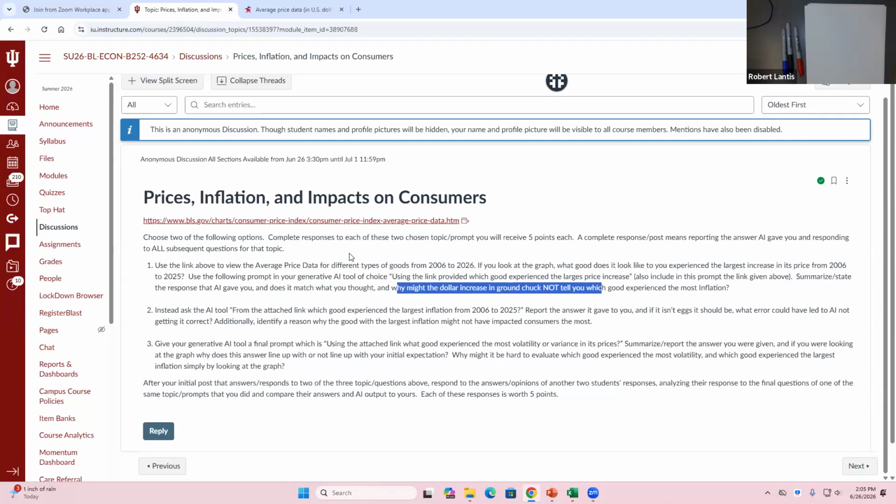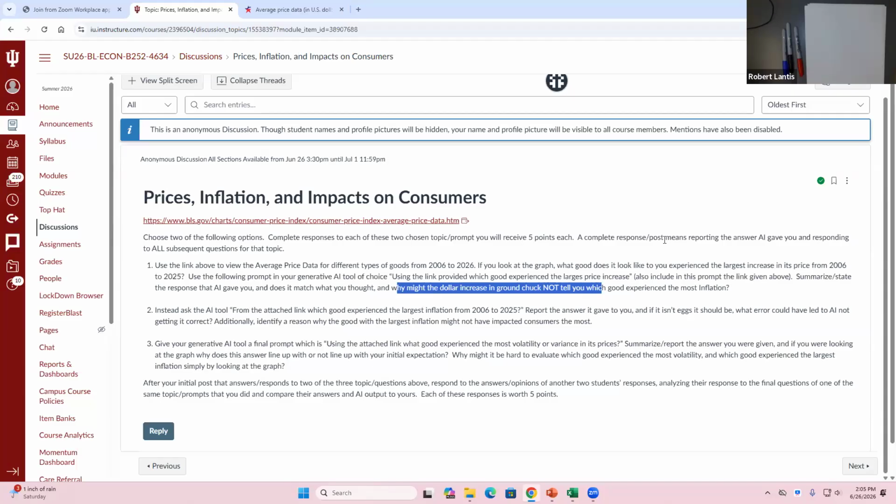To earn the full points for your original response or post to this, you will need to choose 2 of the 3. You will use 2 of the 3 prompts and put them into your generative AI tool of choice. If this is ChatGPT, Copilot, Gemini, whichever one you choose, you will then report the answer and then answer some of these follow-up questions. So each of those, you're responding to 2 of the 3. Each one is worth 5 points.